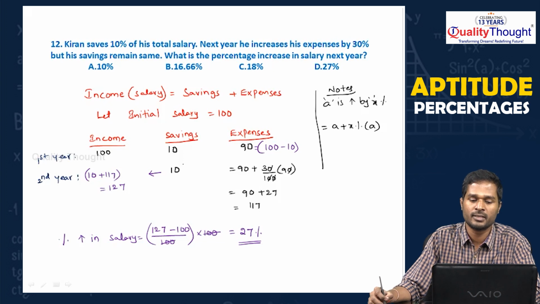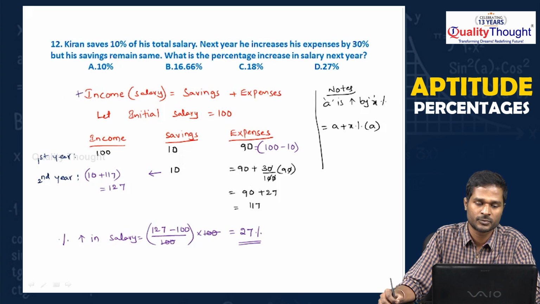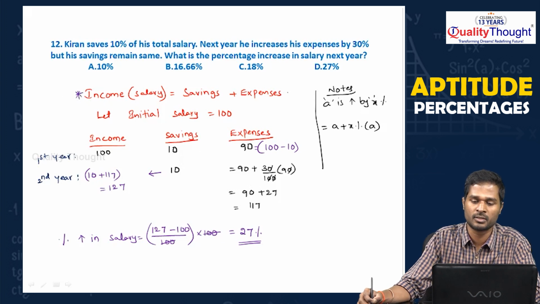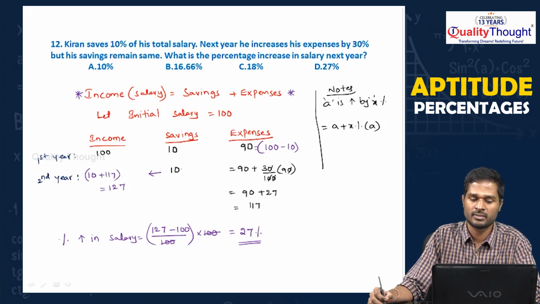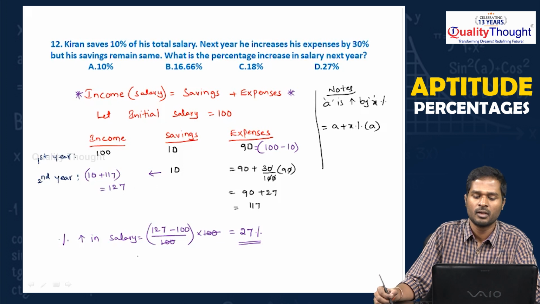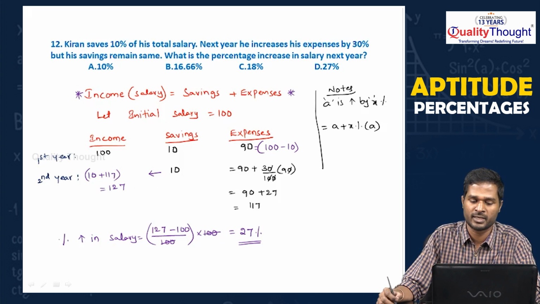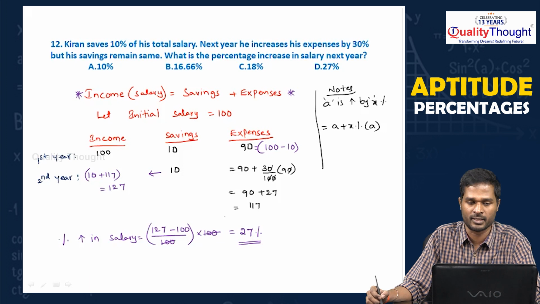Now, for the second year, we have savings and we have expenses. As per this formula, the income can be calculated by adding both savings and expenses. So the savings is 10 and expenses are 117, which gives 127 as the income. So first year income is 100, second year income is 127. Directly you can say 127 minus 100, 27% is increased. If you want to calculate in percentage, this is how we will take: second year salary minus first year salary, divided by first year salary, into 100, which is 27% as the positive value. It is increased.